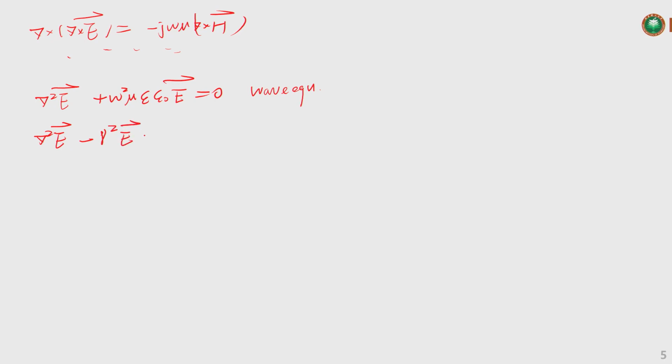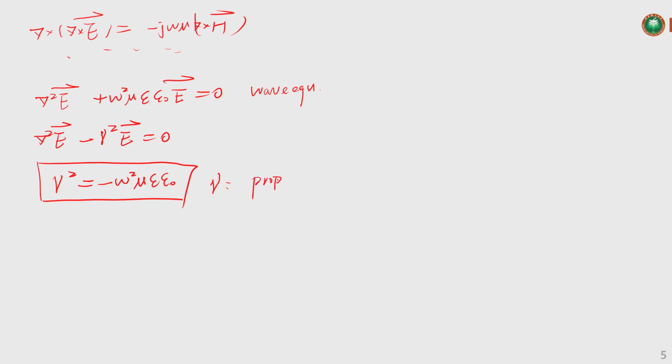This is a standard wave equation, right? It can define the propagation of the wave. So that means we get gamma square equals minus omega square mu epsilon. So this parameter gamma is called the propagation constant. So remember this expression because it's going to be used for our later calculations. So for the electric field, it's the same thing, all right?